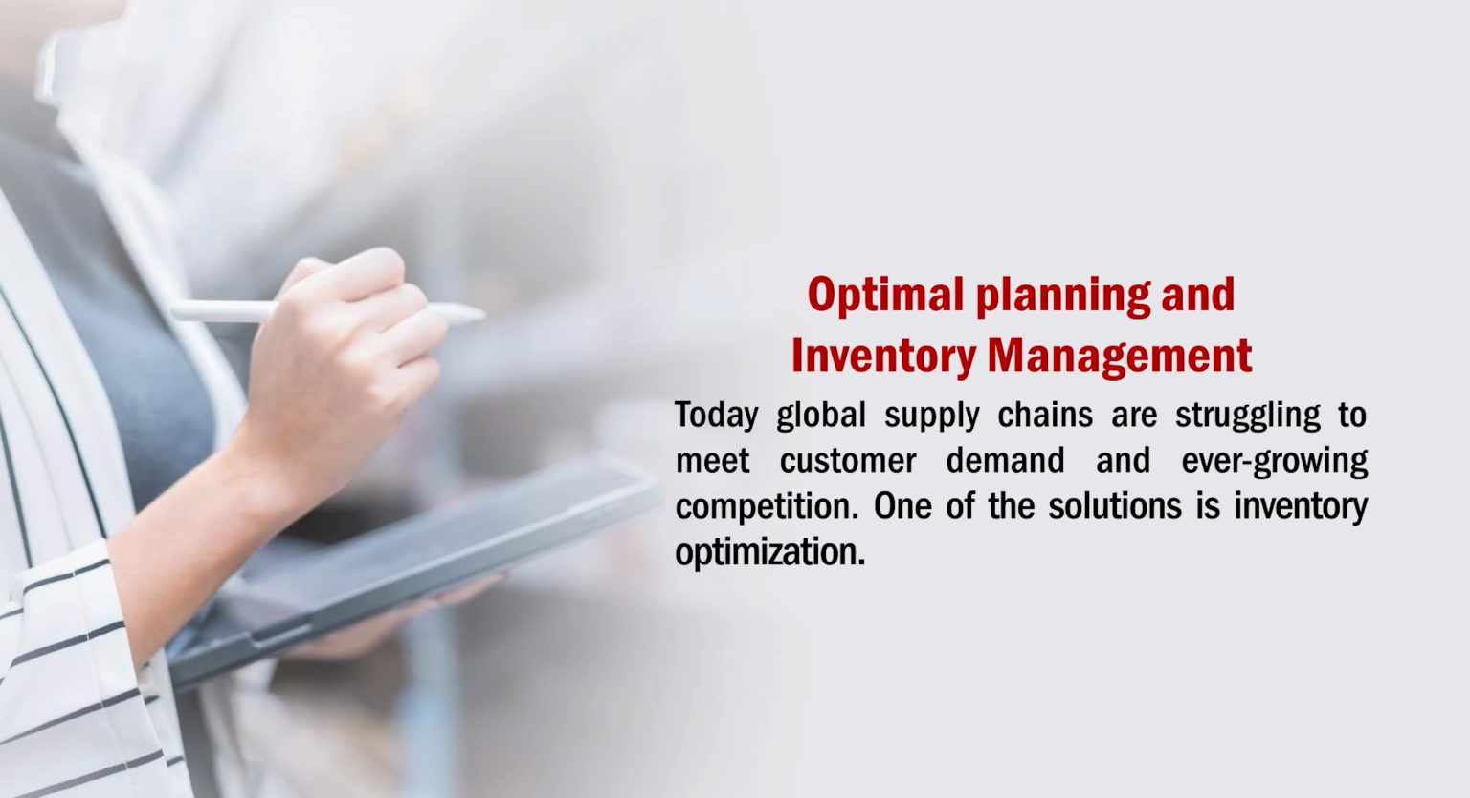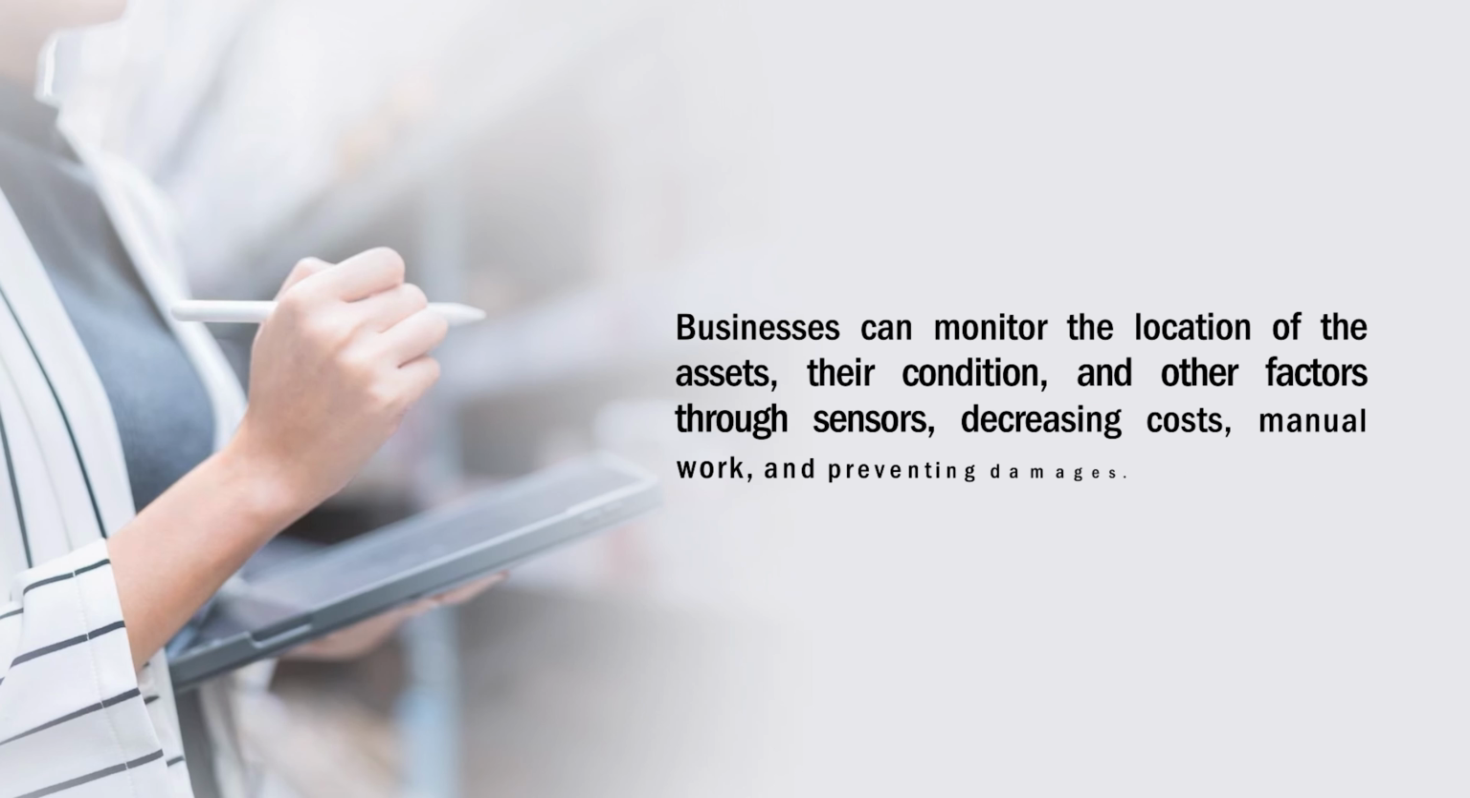Coming to optimal planning and inventory management, today global supply chains are struggling to meet customer demand and even growing competition. One of the solutions is inventory optimization. Businesses can monitor the location of the assets, their condition and other factors through sensors, decrease costs, manual work and prevent damages. Knowing exact and real-time data on assets means decreasing costs, manual work and preventing the damages.